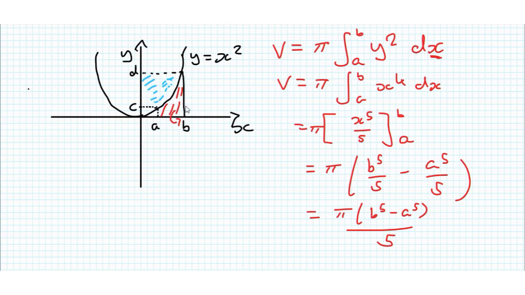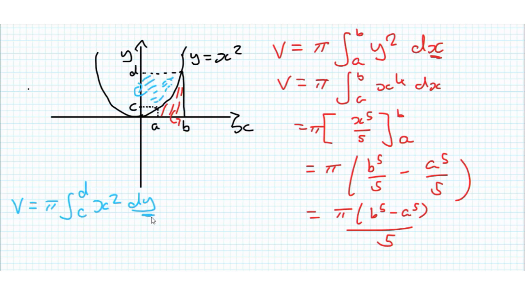Now rotate this region. What if we rotate this blue region around the y-axis? We're still defined by the curve y equals x squared. Now we're bound by these limits here. So the formula for this blue volume is equal to pi integral from d to c of x squared with respect to y. So we're rotating around y, so we underline that here.